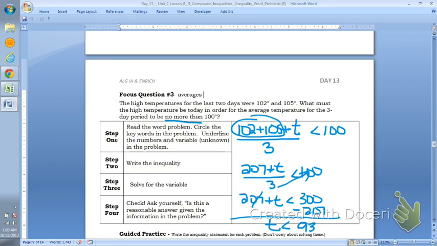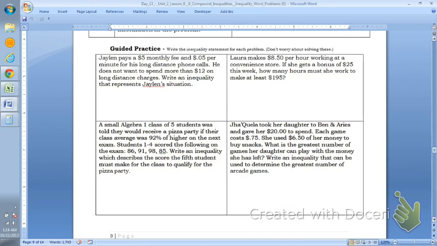Let's try some guided practice problems. I want you to attempt each problem on your own, push pause, and then push play to check your work. Okay, the first one, let's see how you did.